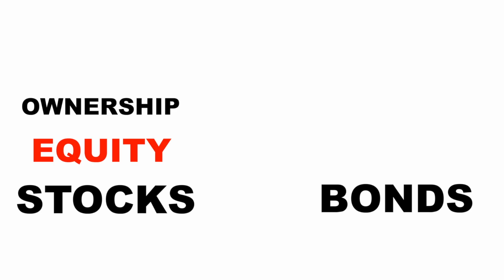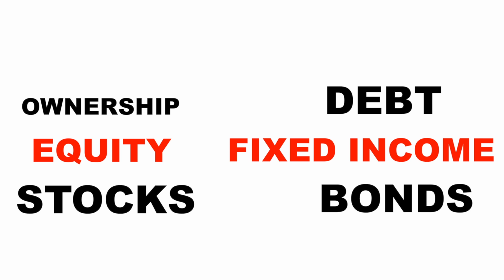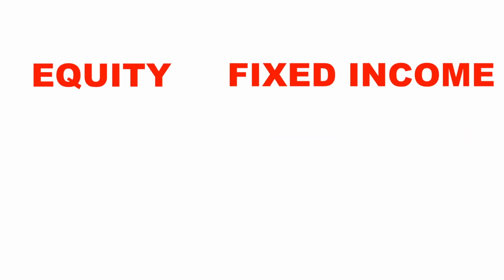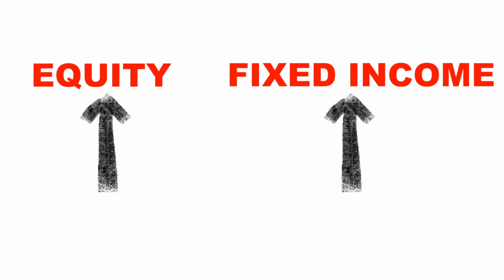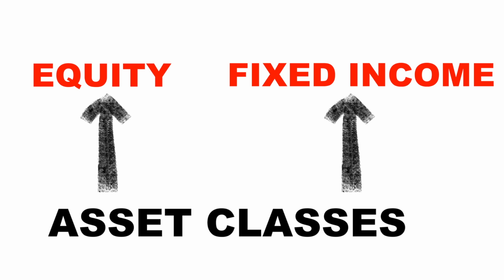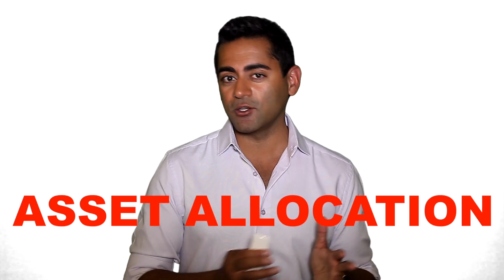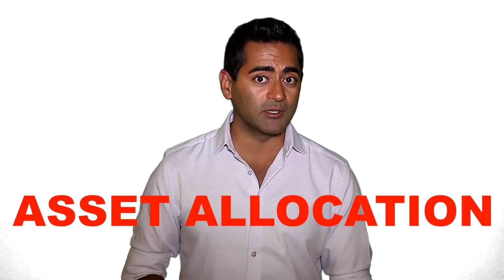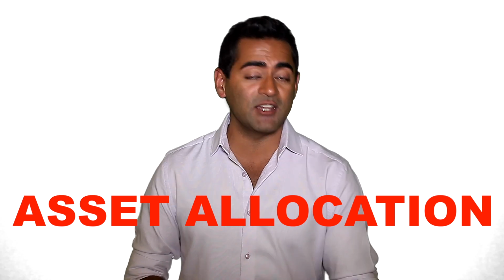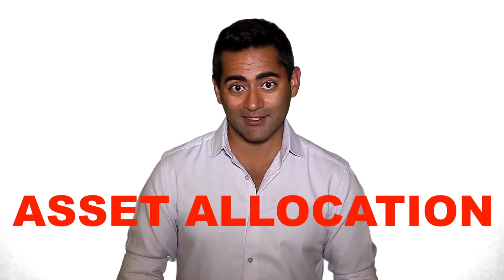So, remember from the last video, we talked about the difference between stocks and bonds in general. One is a form of ownership or equity, and the other is debt or fixed income. Well, equity and fixed income are two different asset classes. So let's first define asset class, which will then allow us to explain the concept of asset allocation, which is probably one of the most important aspects of managing your portfolio that there is.